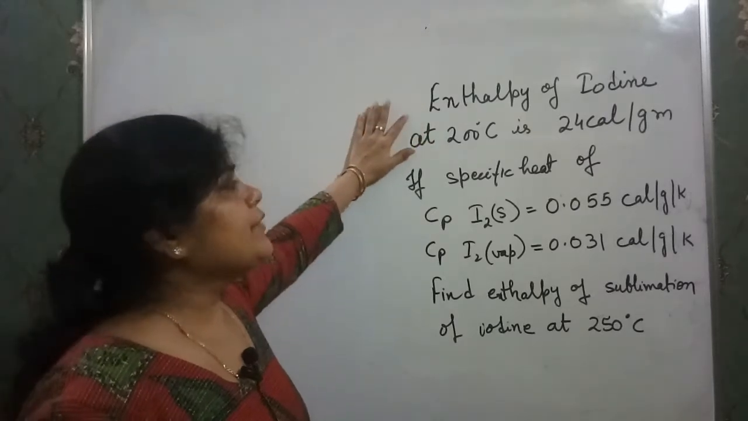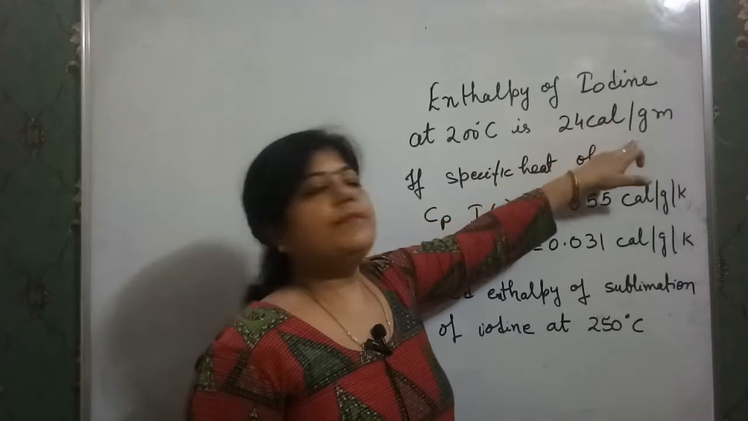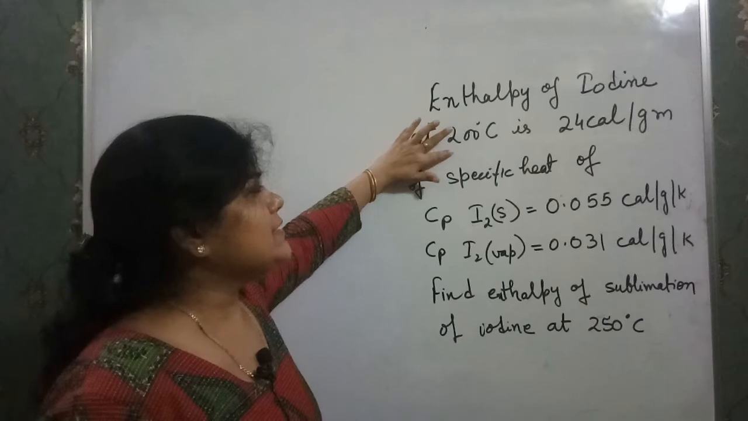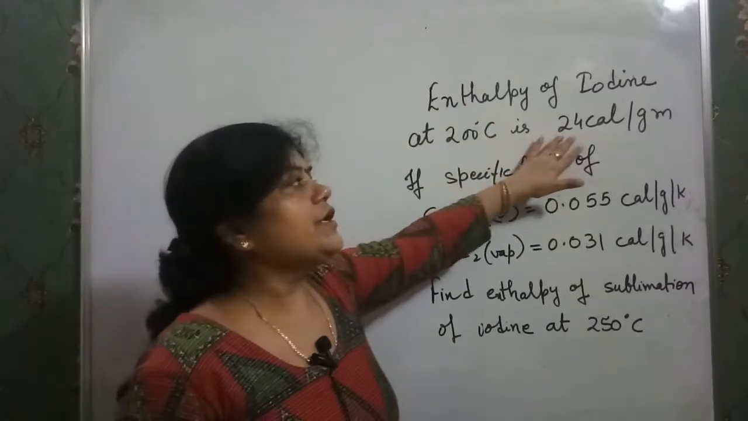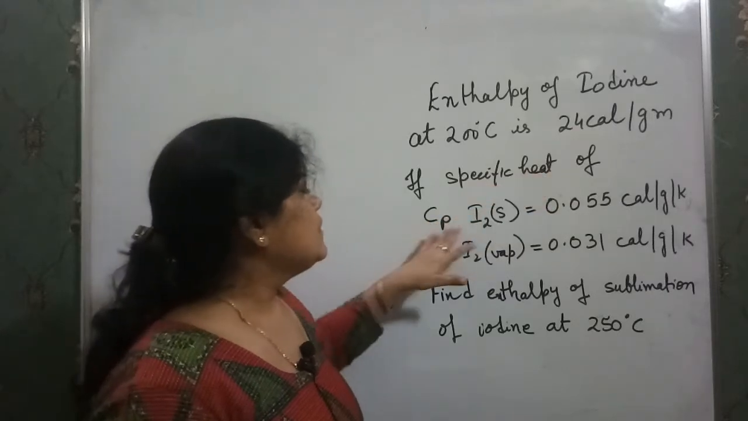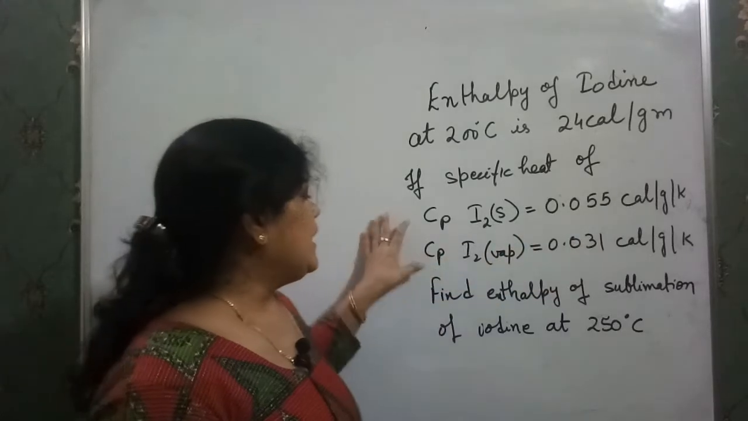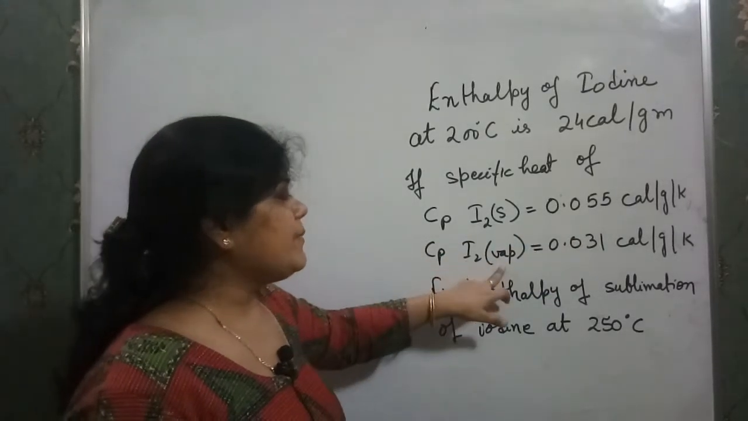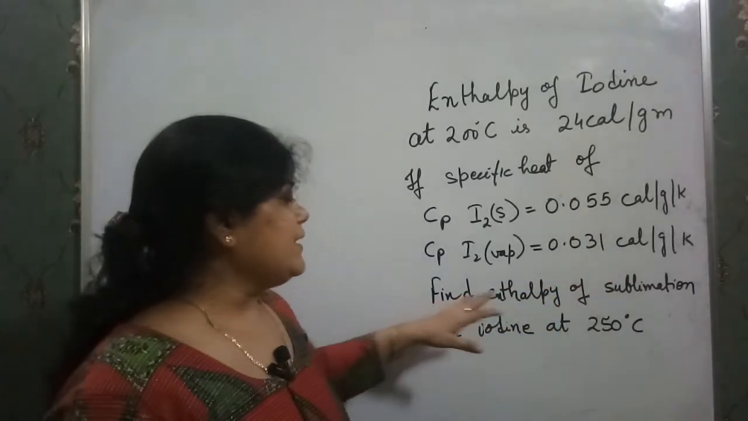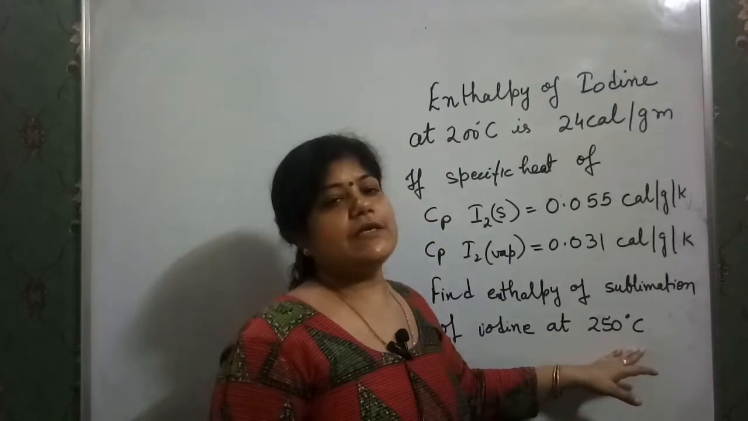The enthalpy of iodine at 200 degrees Celsius is 24 calorie per gram. That means at a temperature of 200 degrees Celsius, the enthalpy of iodine is 24 calorie per gram. If the specific heat of iodine in its solid phase is 0.055, and the specific heat of iodine in the vapor state is 0.031, find the enthalpy of sublimation of iodine at 250 degrees Celsius.